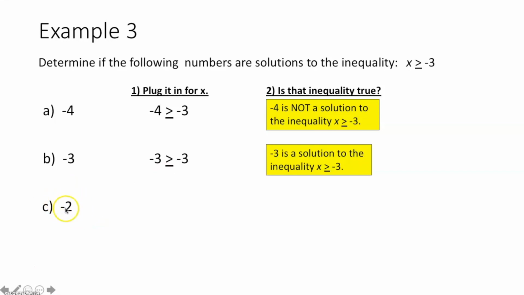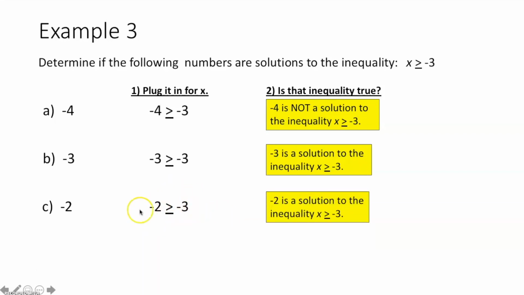-2. Let's find out if this is a solution to the inequality. So I take this, I plug it in for x in this inequality here, and now I determine, is this inequality true? Is -2 greater than or equal to -3? And again, 2 is less than 3, but -2 is actually greater than -3. It's farther to the right on the number line. Therefore, yes, this inequality is true, and that makes -2 a solution to the inequality.